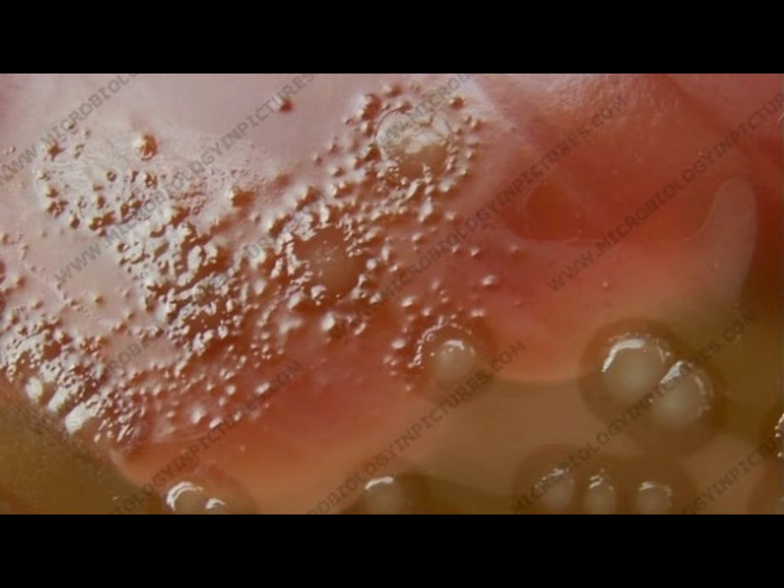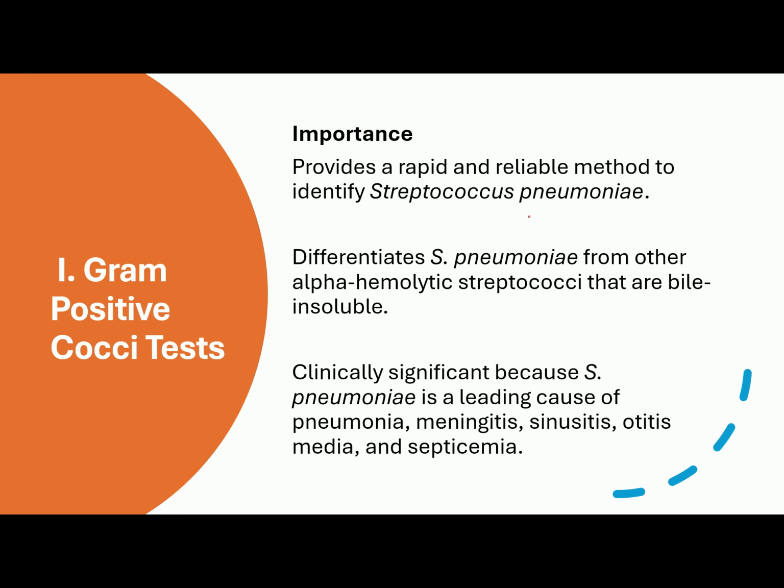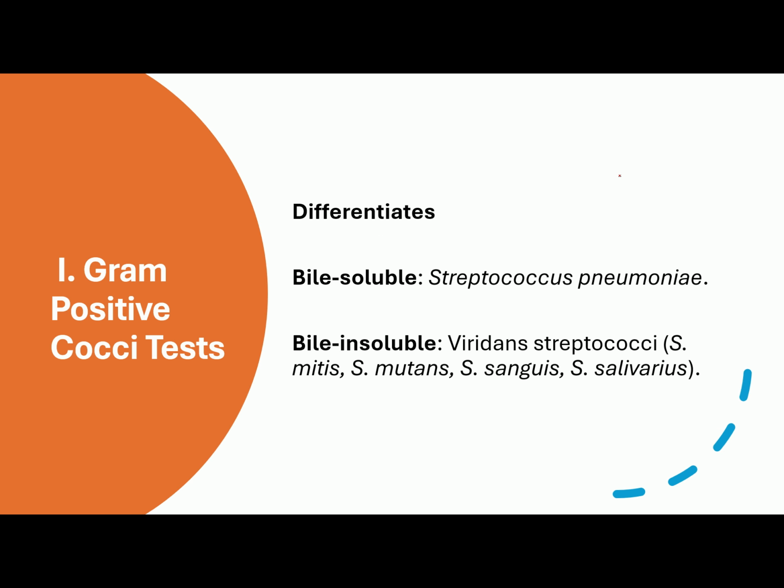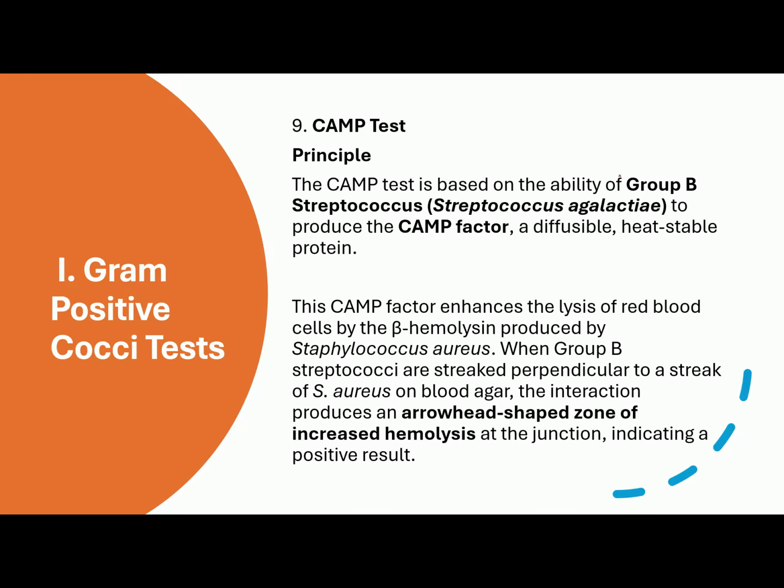So, ito siya. This is the colonies, class. If you take a look, they are starting to clear yung paligid niya. So this is a prime example of a positive result. So again, this is for S. pneumoniae, differentiating it from other alpha hemolytic strep. So, bile-soluble Streptococcus pneumoniae, bile-insoluble the viridans strep, S. mitis, mutans, sanguis, and salivarius.